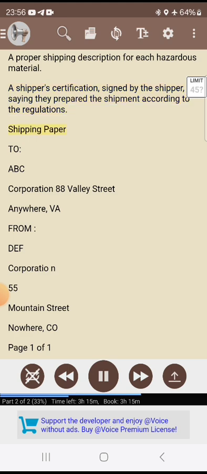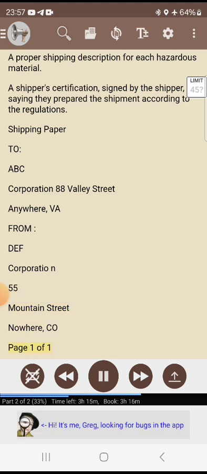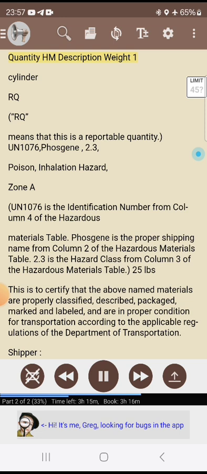Shipping paper. To: ABC Corporation, 88 Valley Street, Anywhere, VA. From: DEF Corporation, 55 Mountain Street, Nowhere, CO. Page 1 of 1. Quantity, item description, weight: 1 cylinder. RQ. RQ means that this is a reportable quantity. UN 1076, phosgene, 2.3, poison, inhalation hazard, Zone A.